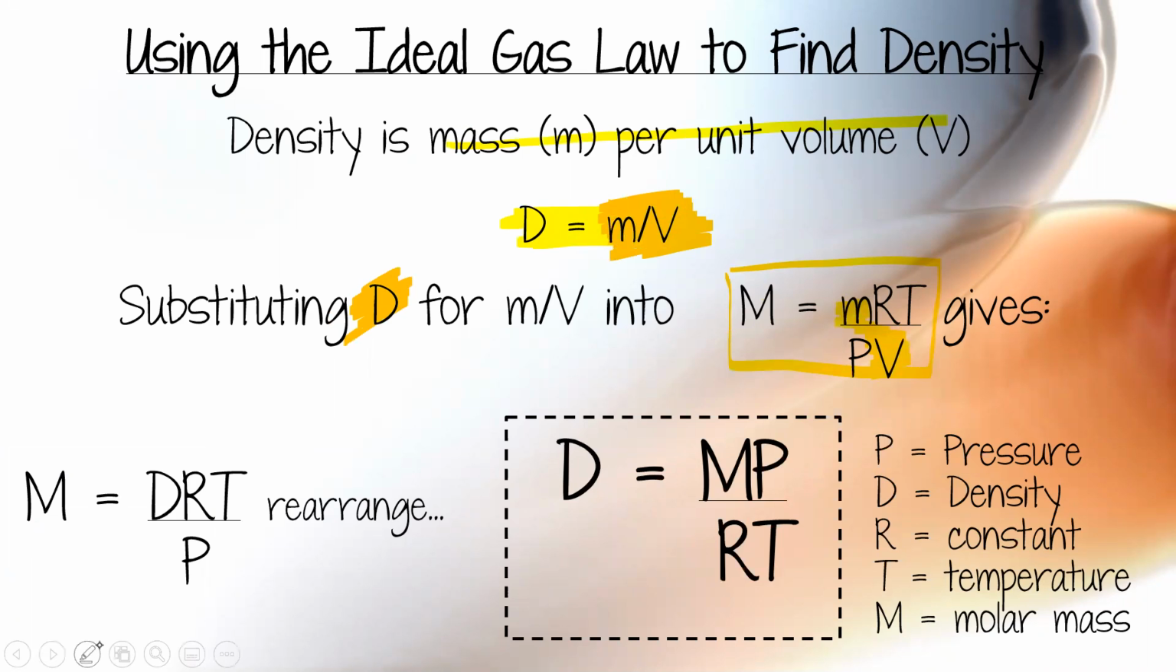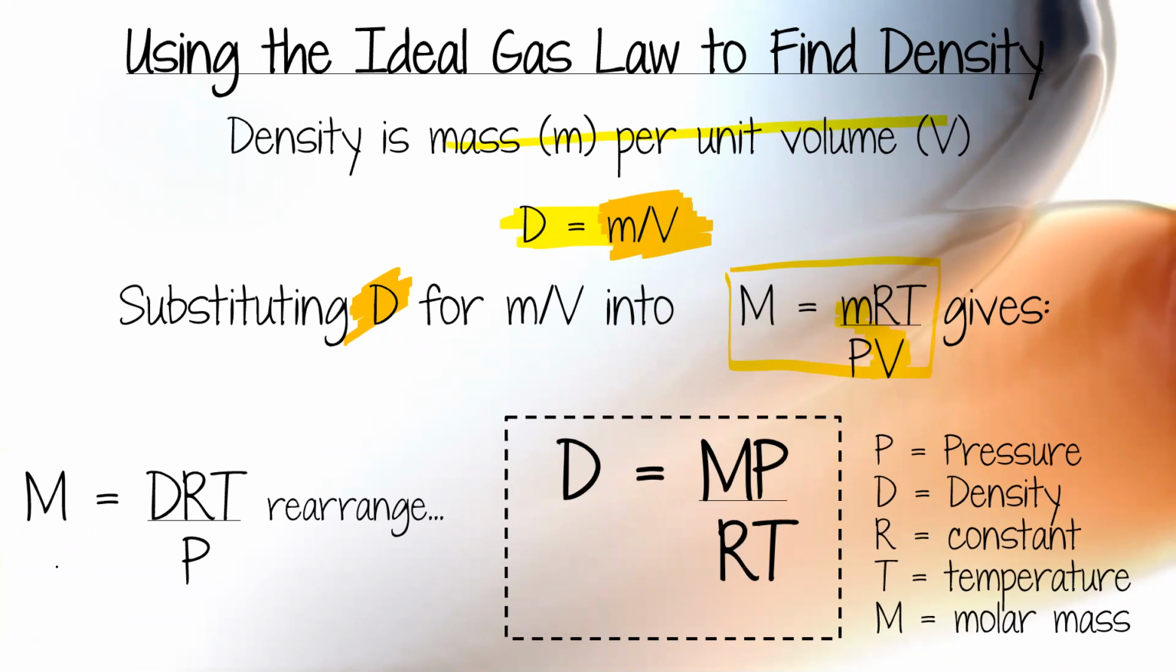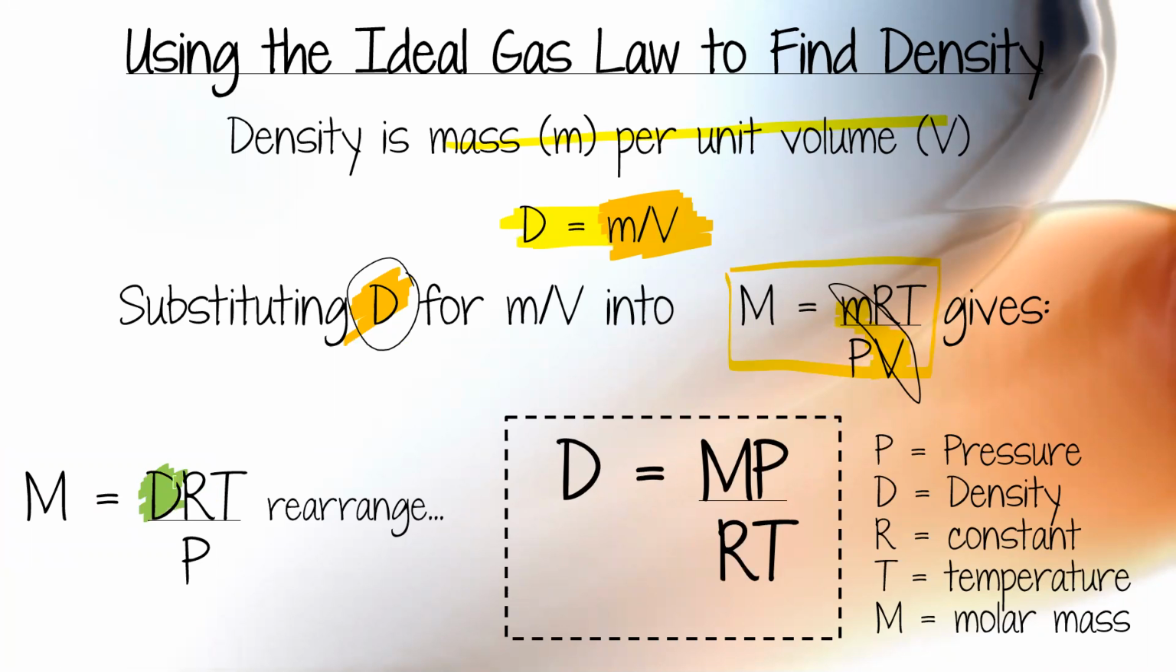I am now saying I am going to replace m and V. I'm replacing this with D, right there. Oops, I have so many colors going on, but that's okay. I just took D and I put it in there: D RT divided by P. I'm saying that D was this, so I got rid of this. Now I want to solve for D.